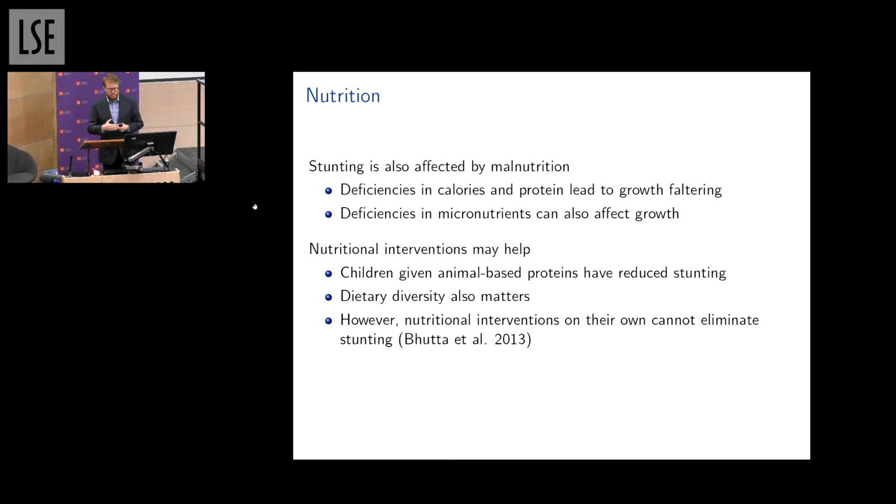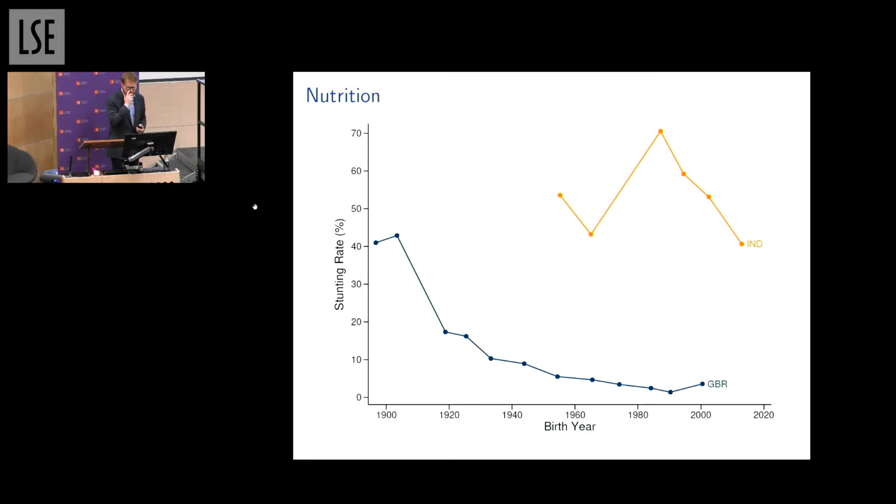a bit. But a meta-analysis of all the nutritional interventions has shown that even if you did every nutritional intervention to the best of its ability, you wouldn't be able to eradicate child stunting. That's the Bhutta et al. paper. And the evidence from history is also a bit mixed, and I'll give you two examples.